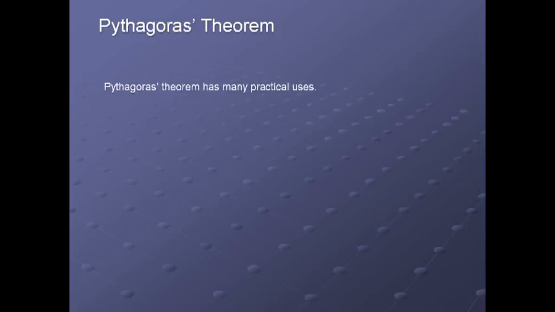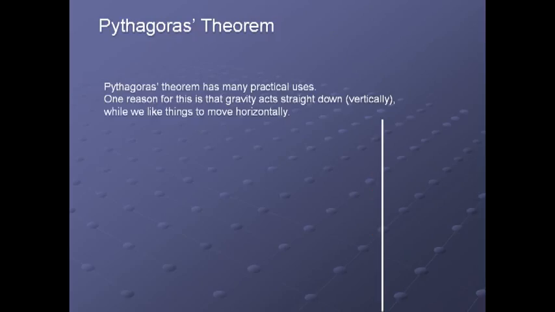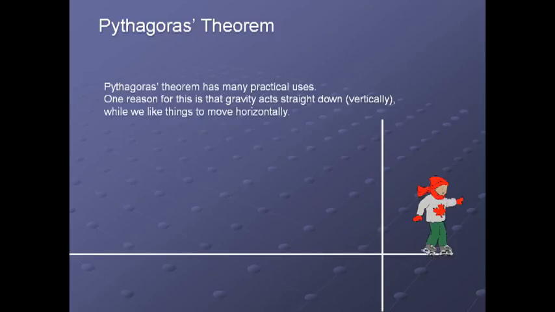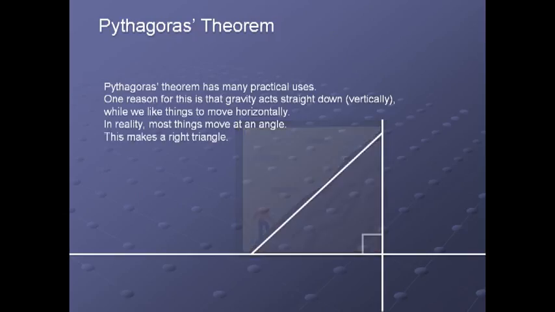Pythagoras' theorem has many practical uses. One reason for this is that gravity acts straight down, or vertically, while we like things to move horizontally. In reality, most things move at an angle. This makes a right triangle.